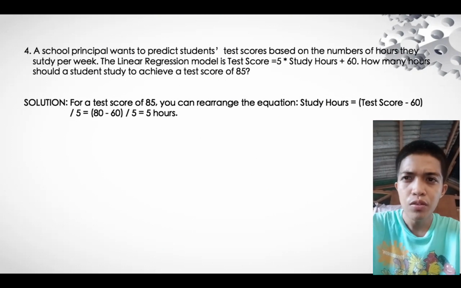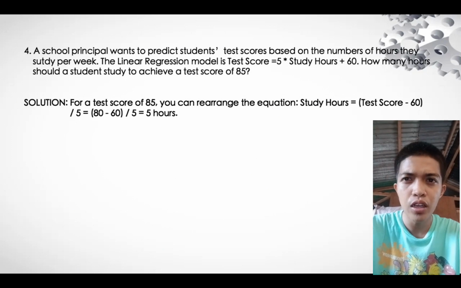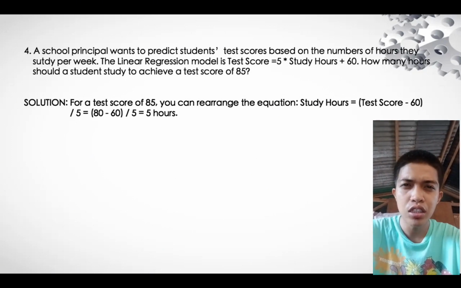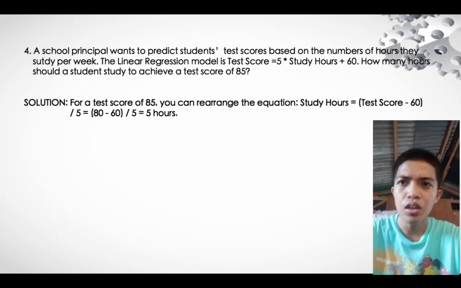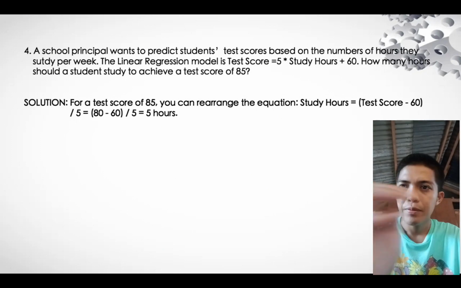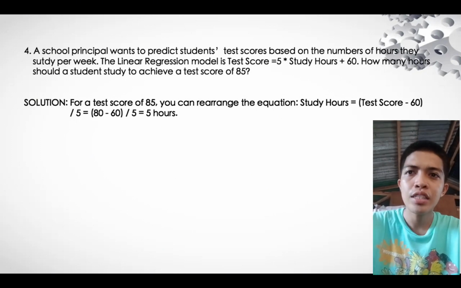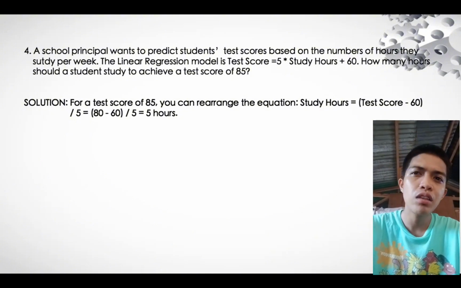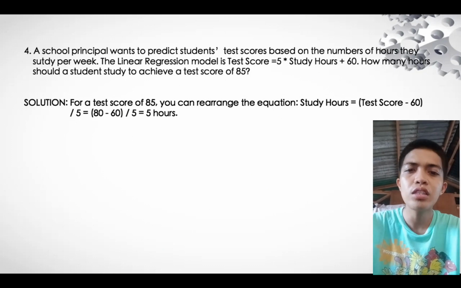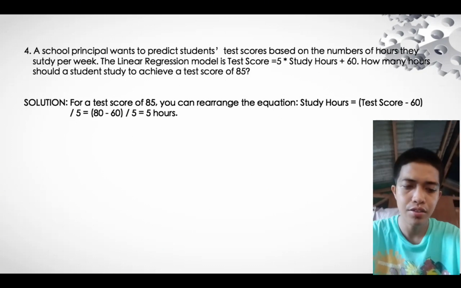The solution is, for a test score of 85, you can rearrange the equation: study hours is equal to test score minus 60, divided by 5. This is the answer. 85 minus 60 divided by 5 is equal to 5 hours.